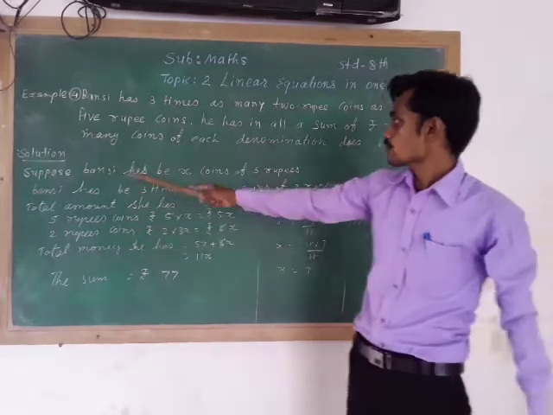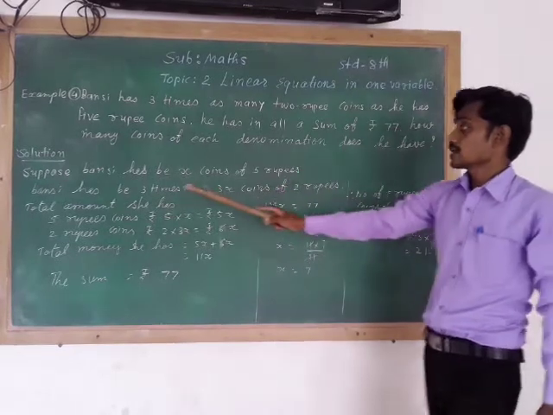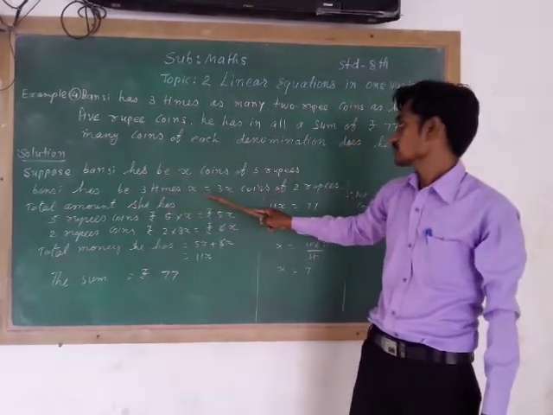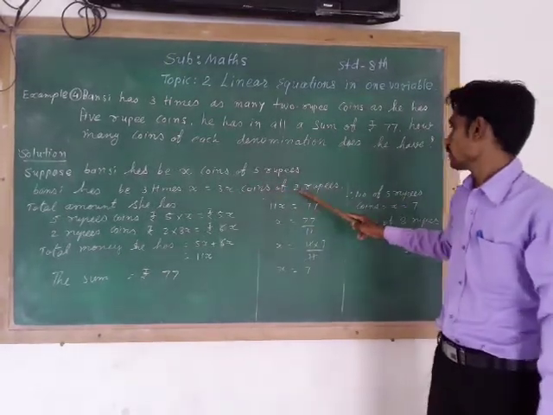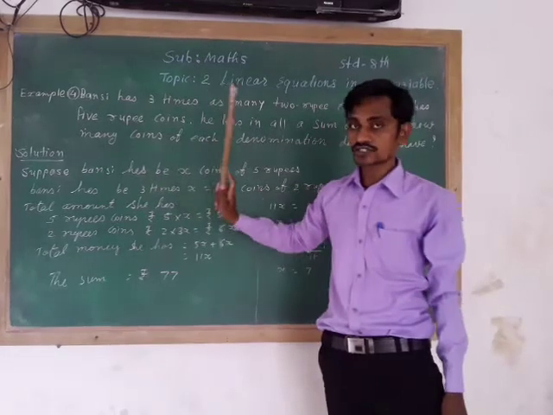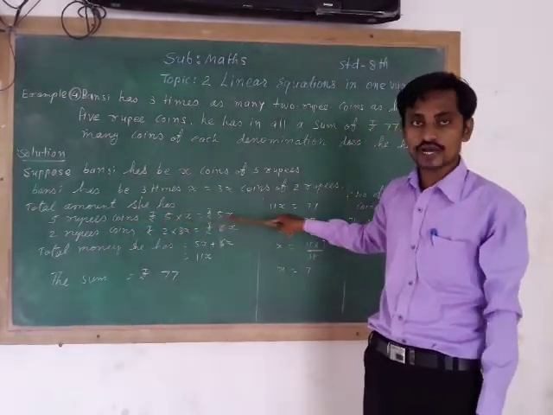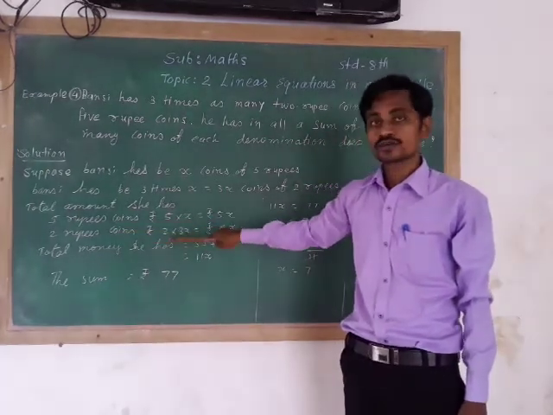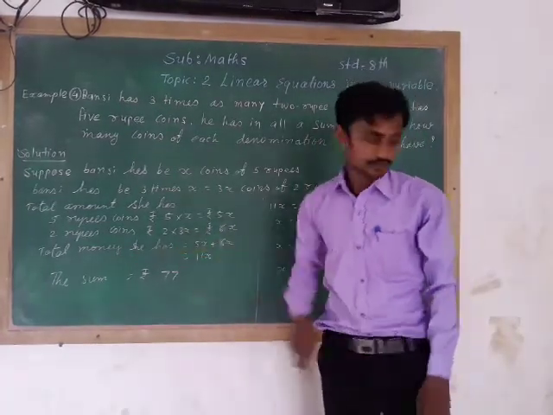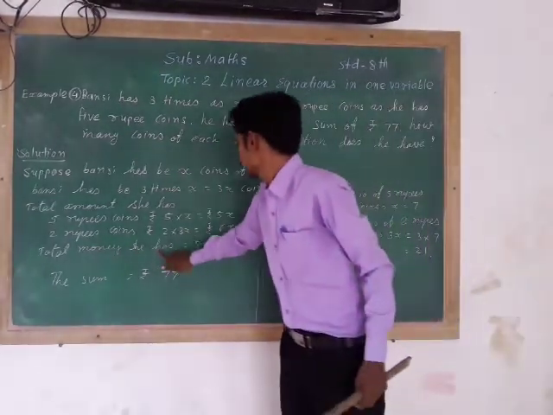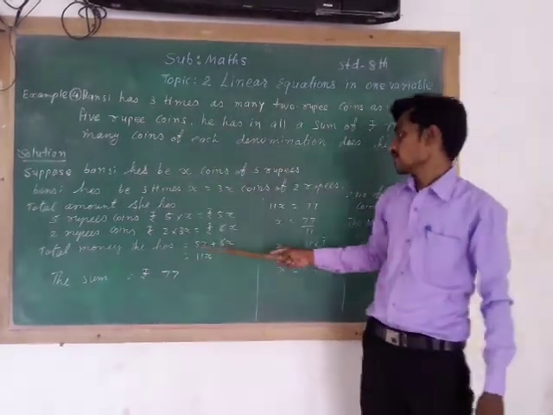So suppose Bansi has x coins of 5 rupees. Bansi has 3 times x, that means 3x coins of 2 rupees. So the total amount he has: 5 rupees coins, 5 multiplied by x is equal to 5x. 2 rupees coins, 2 multiplied by 3x means 6x. Total money he has is 5x plus 6x. 5 plus 6 is 11x.